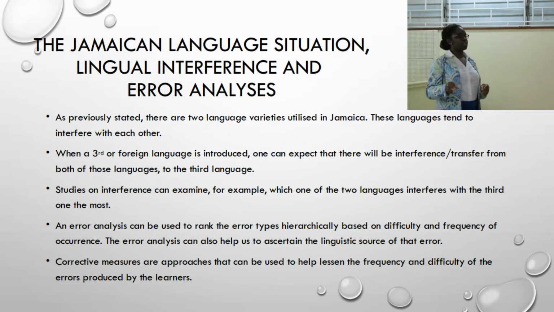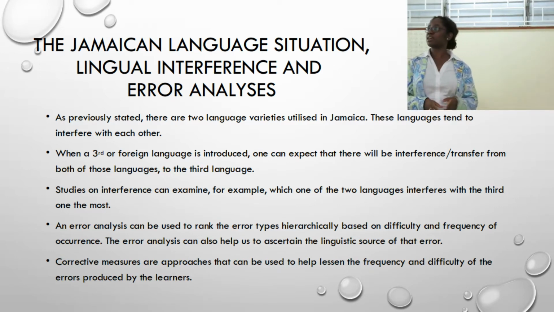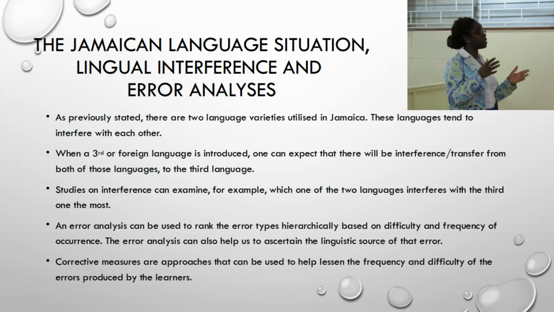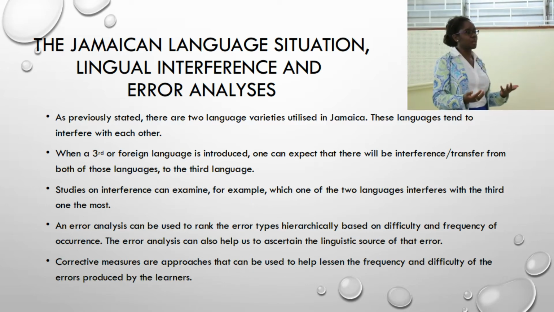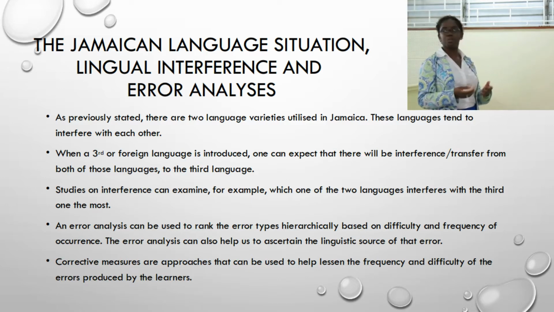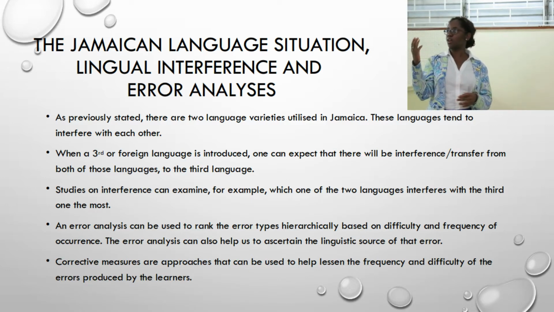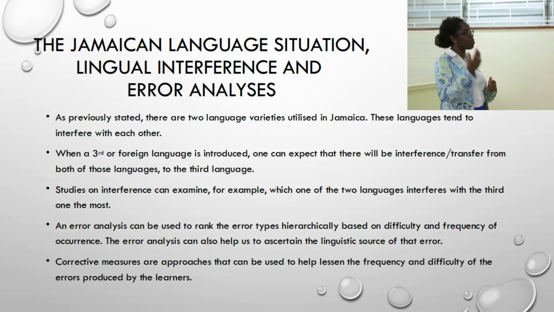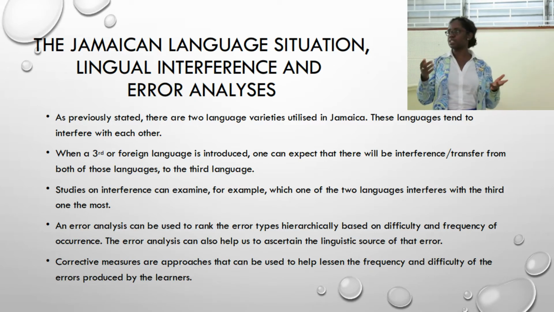So we have the Jamaican language situation, we're talking about lingual interference, and we're talking about error analysis. As previously stated, we have two language varieties that are utilized here in Jamaica, and we notice that they interfere with each other a lot. If we look at how our students write something for English, we understand that if they don't have a strong or good acquisition of English, there's going to be a lot of Jamaican Creole interference present. So when a third language or a foreign language is introduced, one can expect the same thing will happen, this time from the two languages.